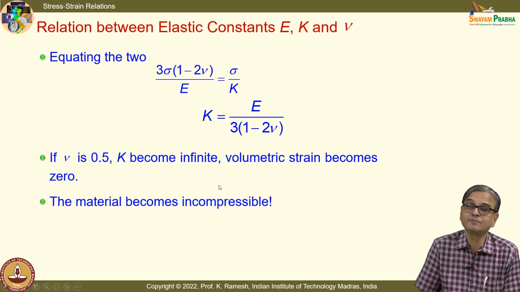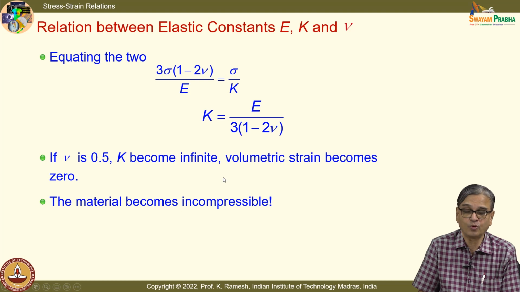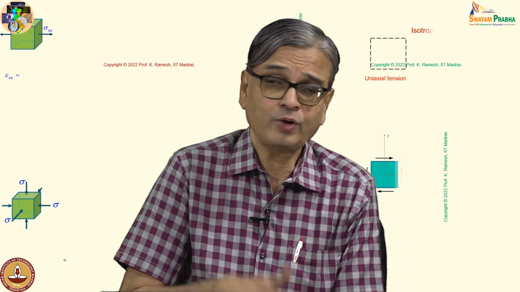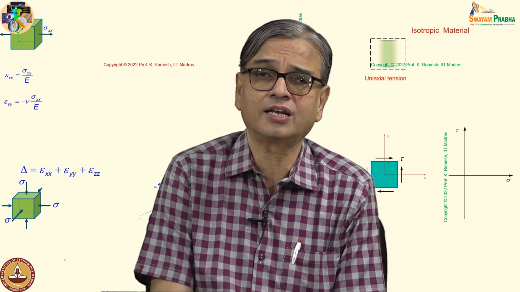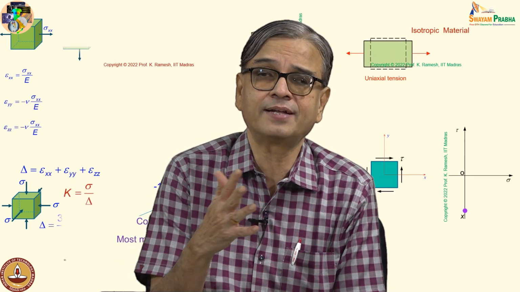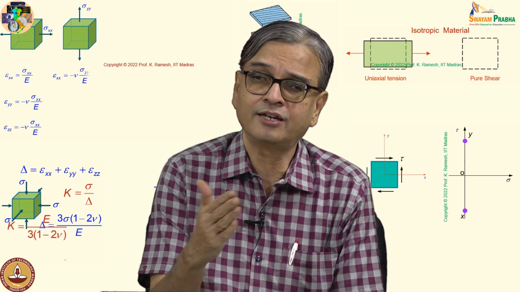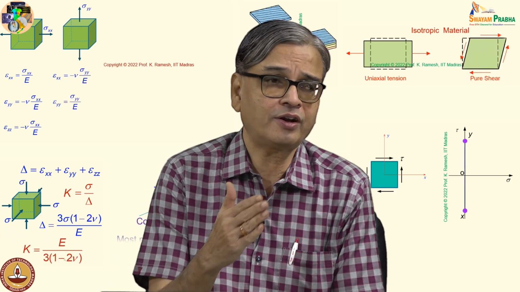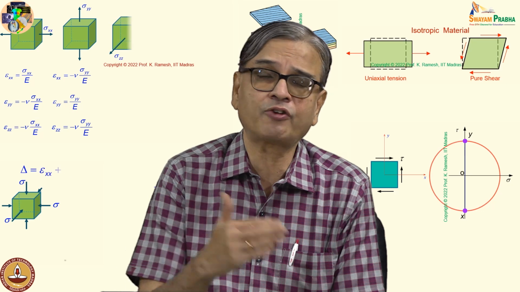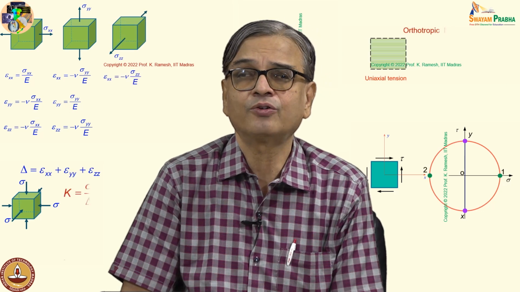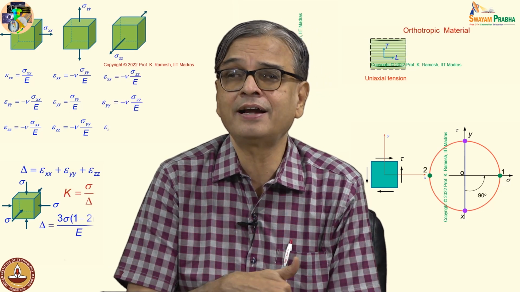Volumetric strain becomes 0. So, one limiting value of nu is 0.5, and you have this idealization. These are all justifications that you say the material is incompressible and then do the analysis, particularly in the development of plasticity, which is mathematically highly demanding.